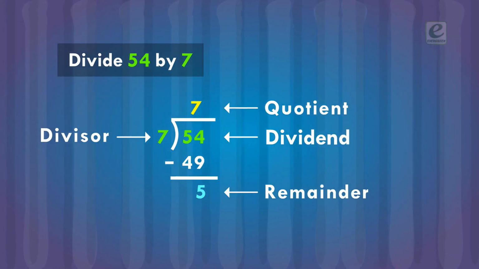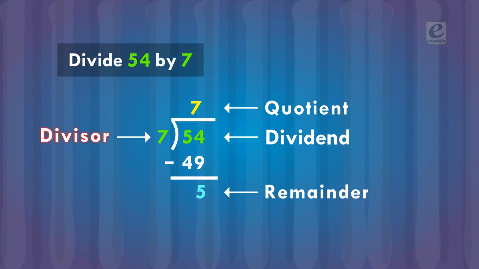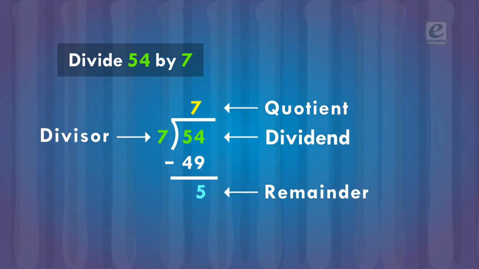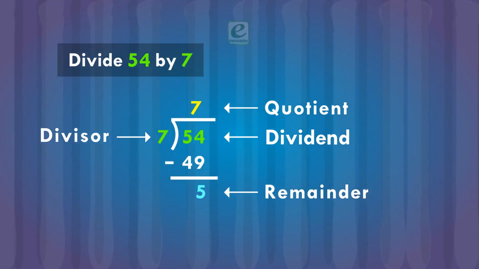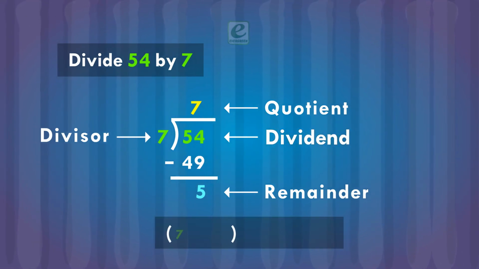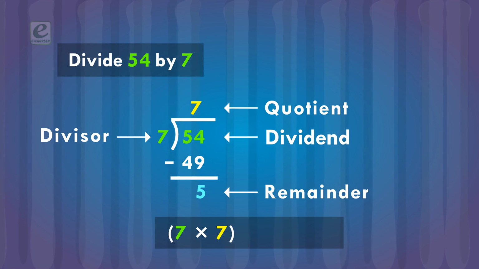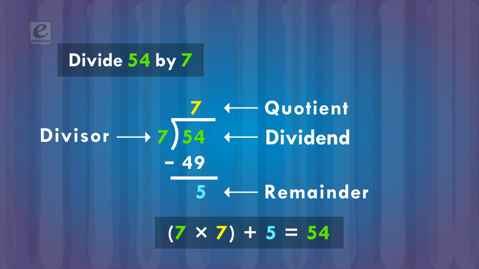To verify the division result, we multiply the quotient by the divisor and add the remainder to this product. The result should be equal to the dividend. Divisor into quotient plus remainder is equal to dividend.